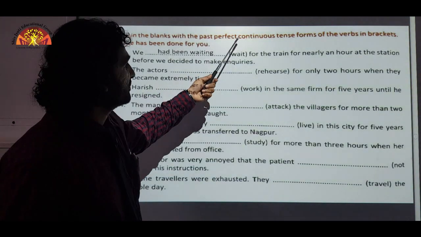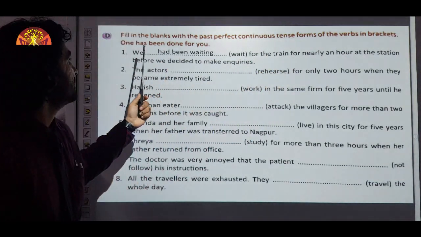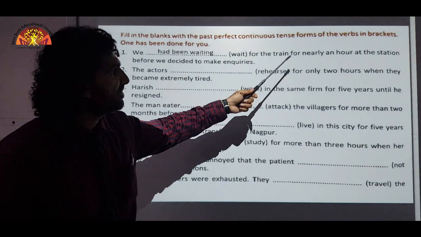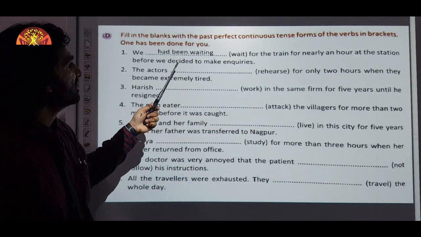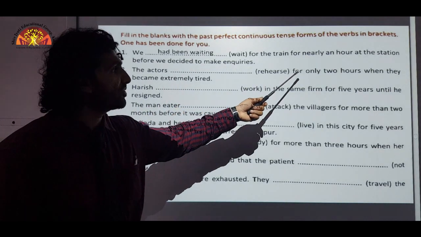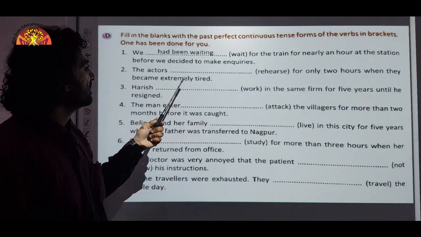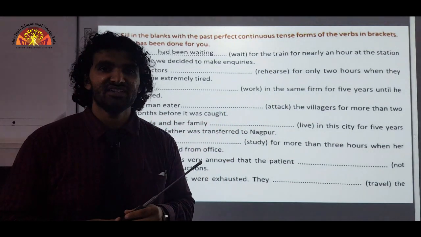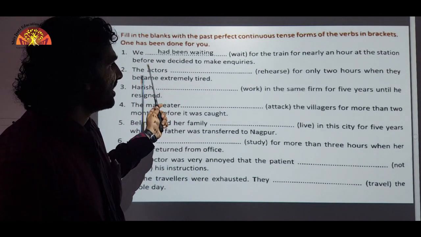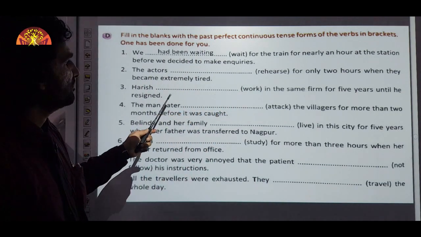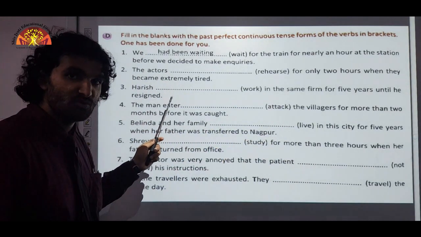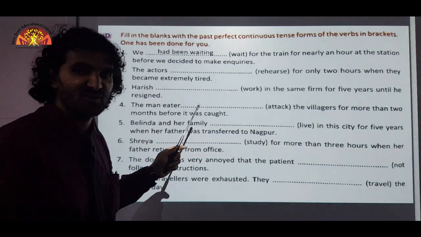Fill in the blanks with the past perfect continuous tense form of the verbs in the bracket. One has been done for you. We had been waiting for the train for nearly an hour at the station before we decided to make enquiries. The actors had been rehearsing for only 2 hours when they became extremely tired. I hope you have found it very easy. All you need to do is apply had been with ing form, okay? Had been rehearsing. Harish had been working in the same firm for 5 years until he resigned. I believe you can do the rest of them on your own. Can you? All the best.